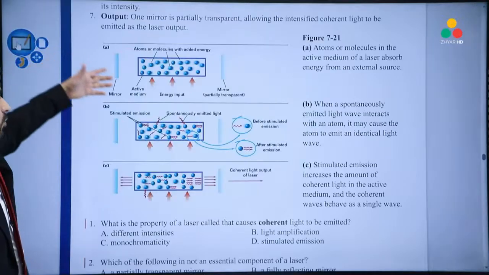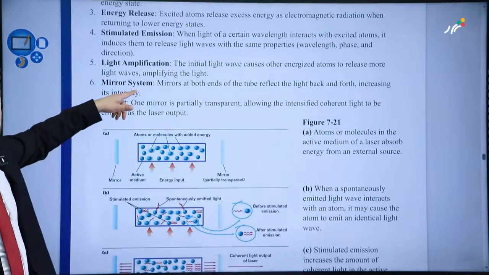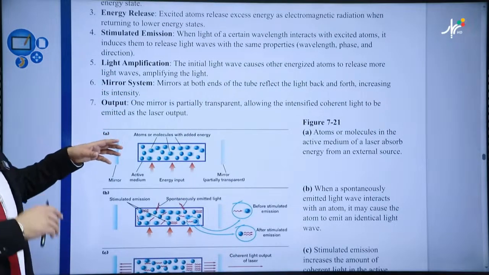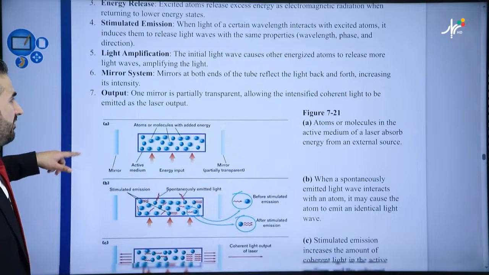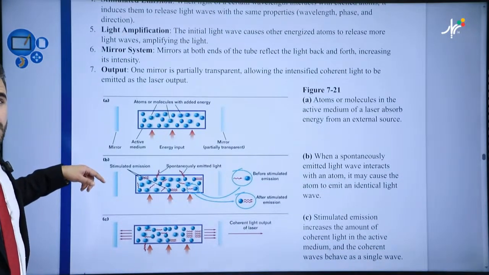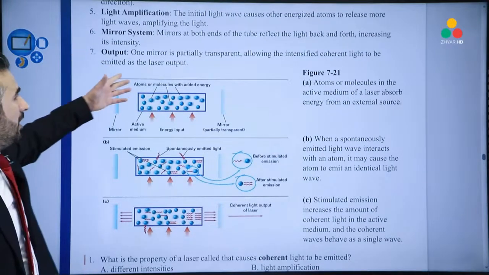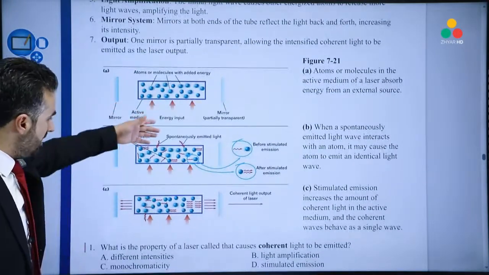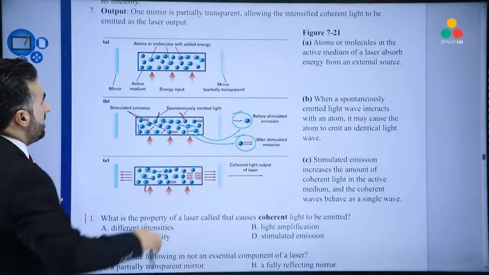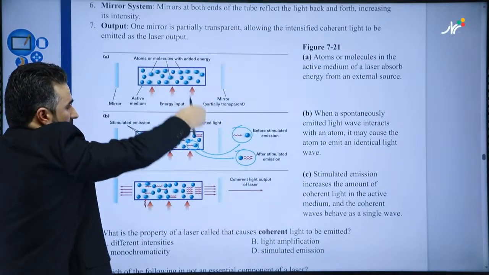Then we talked about the mirror system. This mirror allows the light to go back and forth until we have enough intensity or a strong beam, and then one of the mirrors is partially transparent and allows the light to go out. That becomes the output of a laser. You can see what happens here. This is the active medium. The atoms are the active medium. Once you give them energy, they will be excited.